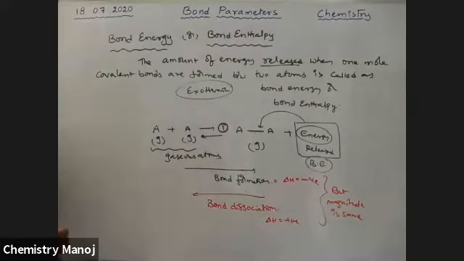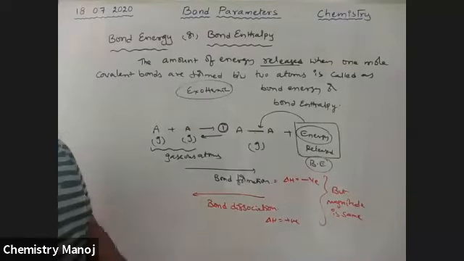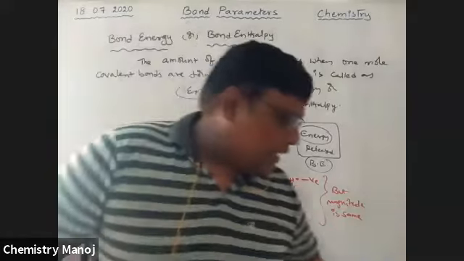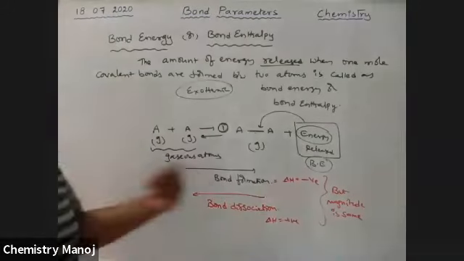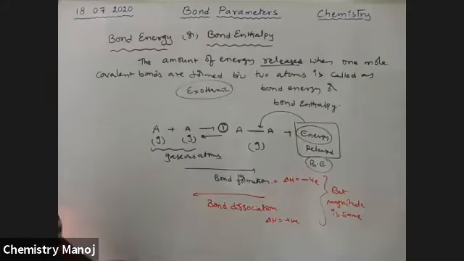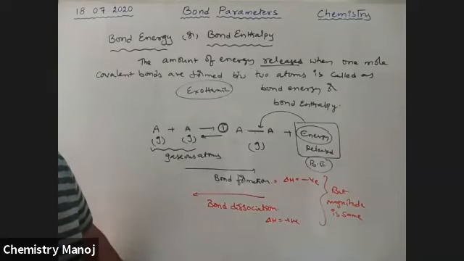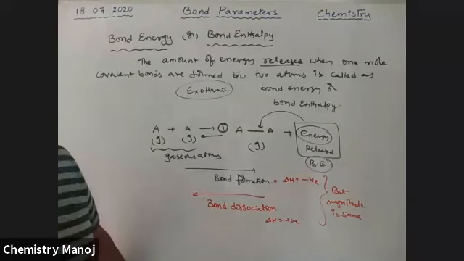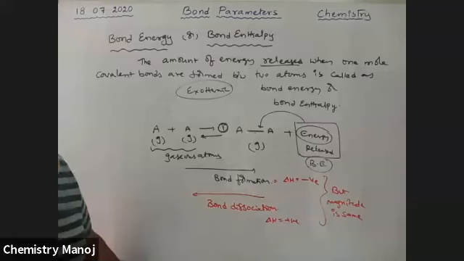But magnitude is the same. That released or absorbed bond energy should be the same. So one is a bond formation energy, another is a bond release energy. That is bond dissociation energy. So bond formation energy is equal to bond dissociation energy, but opposite in sign. The magnitude value is the same, but the signs are different.